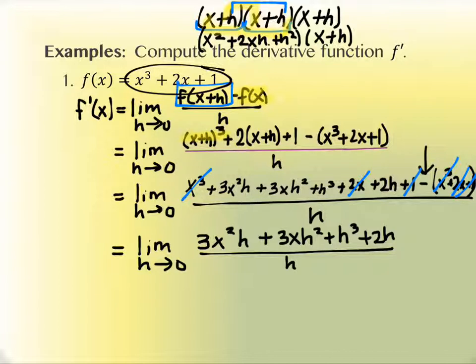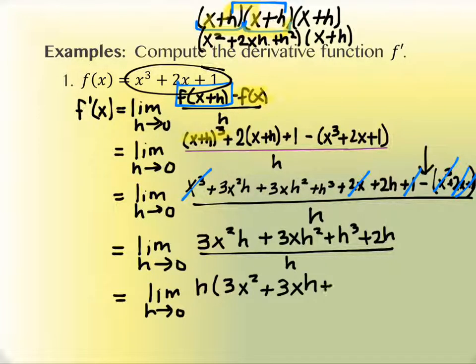Okay, so if you take a look at the numerator, our next step is going to be factoring an H out of the numerator. So we're going to take that numerator and we're going to factor an H out. So that gives me 3x squared. It gives me 3xh. It gives me h squared. And it gives me 2. All over the same h as before.